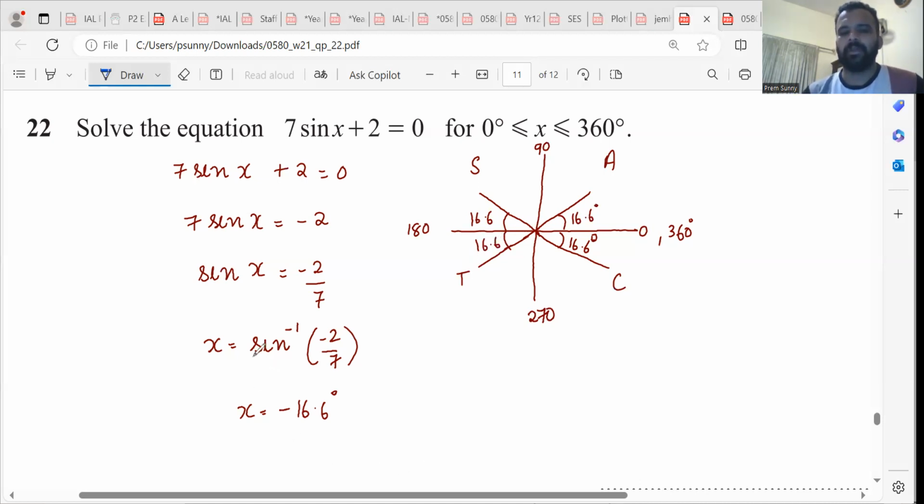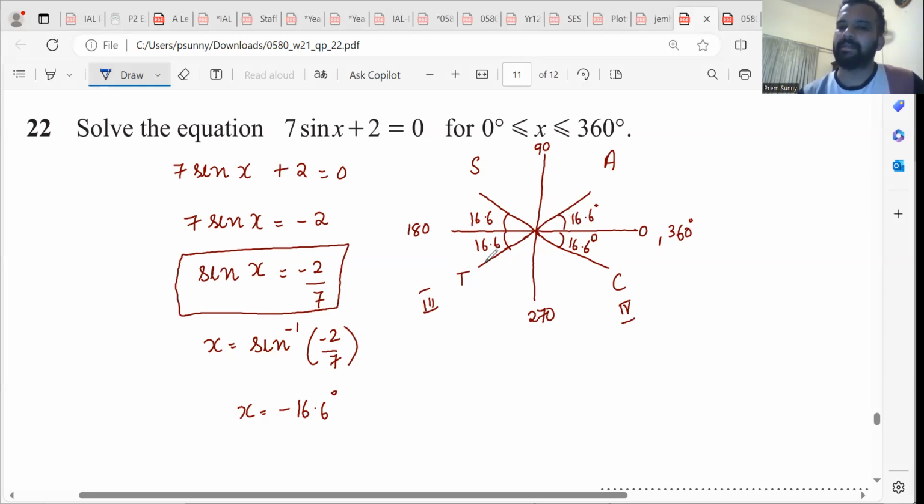Now, we know that the sine value here is negative. Sin x is negative. Sin x is equal to negative 2 by 7. We need to see in which quadrants sine is negative. In the first quadrant, all of them are positive. Sine, cos, tan, all of them are positive. In the second quadrant, sine is positive. In the third quadrant, sine is negative. Fourth quadrant, sine is negative. So we need these two quadrants, the value of sine in the third and the fourth quadrant.